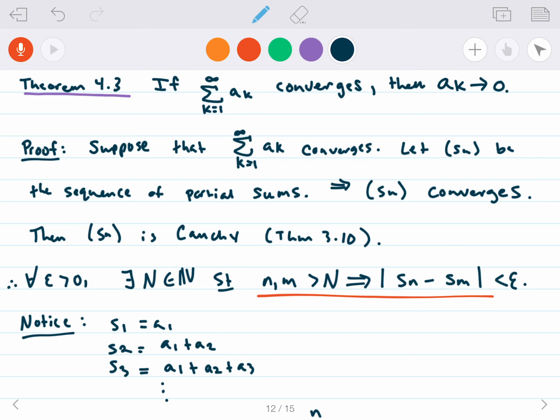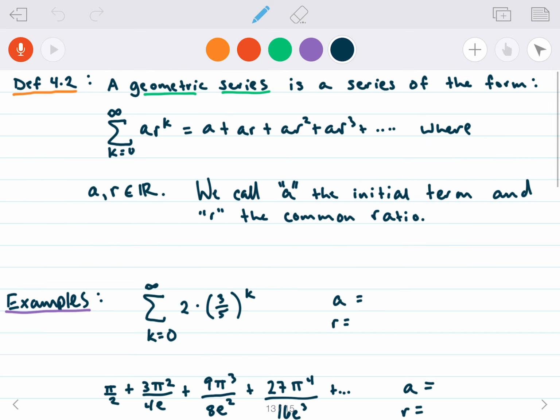All right, let's see what's next on the agenda. Okay, so I just wanted to review this quickly. In Calculus 2, you probably talked about this quite a bit. A geometric series is a series of this form, a times r to the k. r is our common ratio between terms, and a is the initial term, the very first term in your series. And a and r are real numbers.